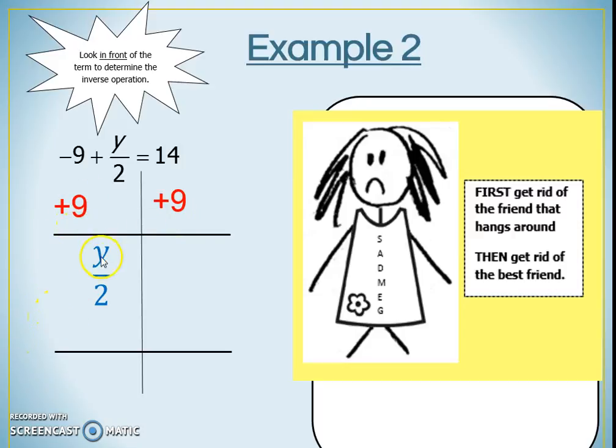Once we complete that operation, we get y divided by negative 2 on the left, 23 on the right. Remember, this line means division. Think to yourself, what's the opposite of division? If you're thinking multiplication, you are correct. Multiply the left by 2, multiply the right by 2. We're left with y equals 46.